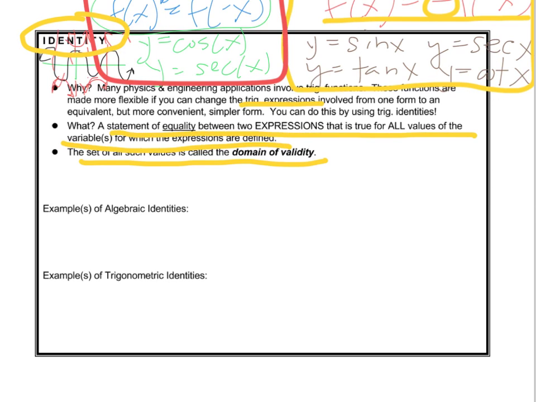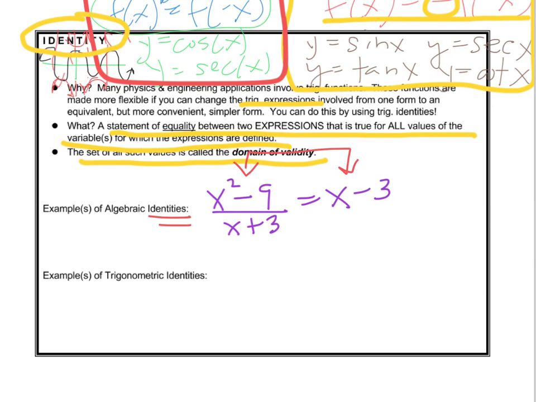Let me give you an example of something algebraic. Here's a rational expression that we've probably seen in semester 1, and I think we would all agree that the left and the right are equal. They have an equivalence to them. But is it true for all values of x? The answer would be yeah.